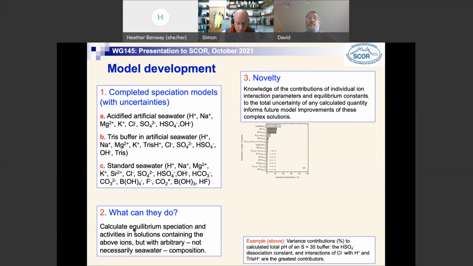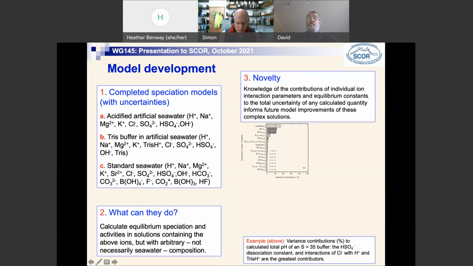2. What can these models do? They can calculate equilibrium speciation and activities in solutions containing the above ions, but with arbitrary, not necessarily seawater, composition. 3. What is different about these models? We can estimate both a total uncertainty for any model output and also individual contributions of every Pitzer parameter and equilibrium constant. This is really invaluable for future model development.